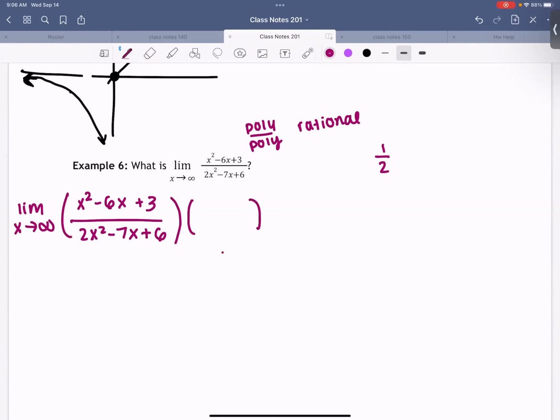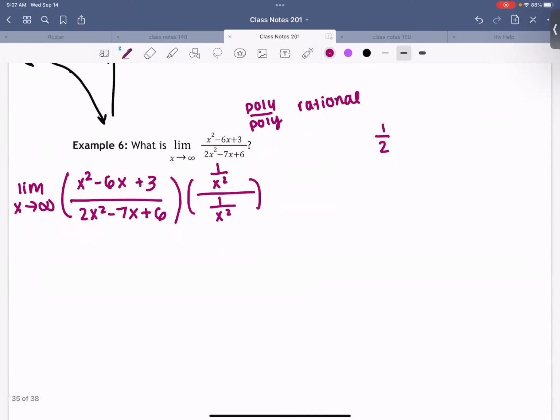Okay, but instead of writing 1, I'm going to write 1 over x squared over 1 over x squared. We all agree that's 1? Yeah, I know it's a funky one, but it is, right? The reason I chose x squared is because it was the highest power, and maybe I want to divide everything by that highest power. Okay. All right. Well, why don't I just multiply it through, divide every term by x squared, essentially, right?